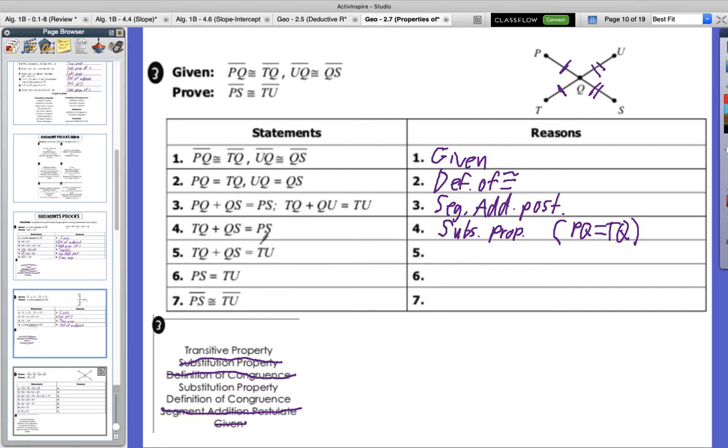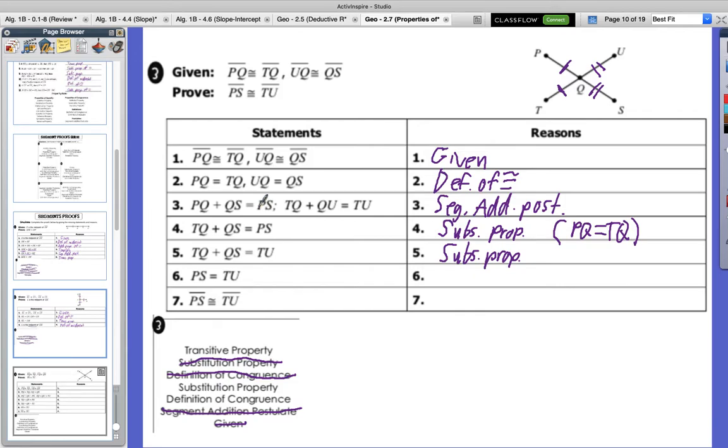But going back to this, we can't say we substitute PS for TU because we're not told anywhere that those two things are equal. In fact, that's what we're trying to get to, saying that they're congruent. In order to say they're congruent, we would need to say that their measures are equal. So we can't use that substitution. So what are we substituting? We know we are substituting something, but what is it?